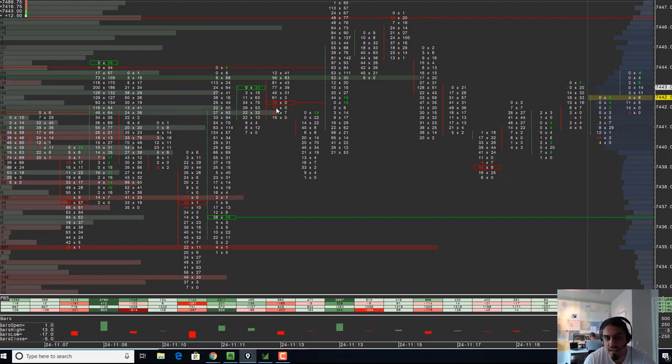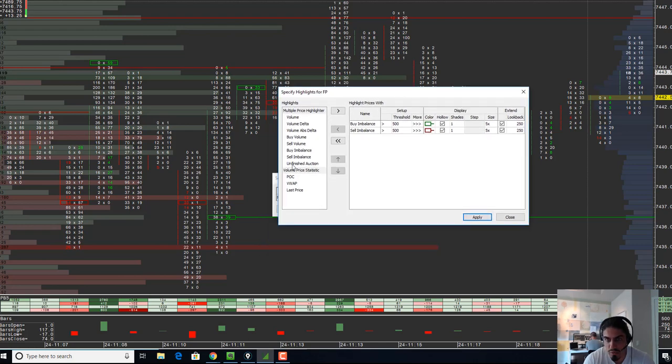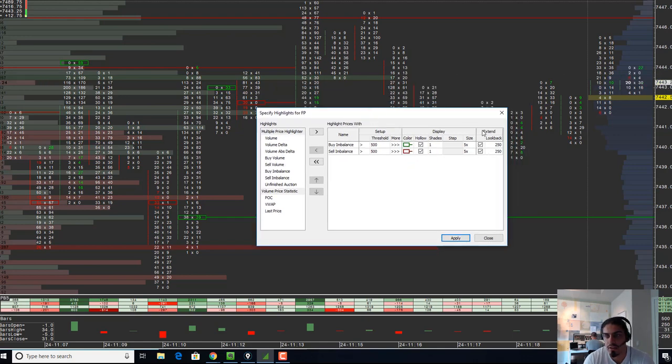So how do we get these easy levels? When we go into modify the footprint right here on Market Delta, we can highlight imbalances right here. We click on highlight and we can drag the buy and sell imbalances into highlighted prices. We make the boxes clear so we can see them a little better and look back, extend those lines so you can see further price action from time ago.